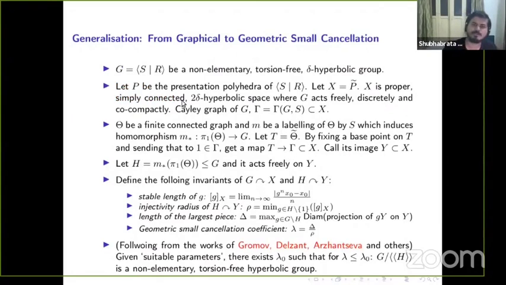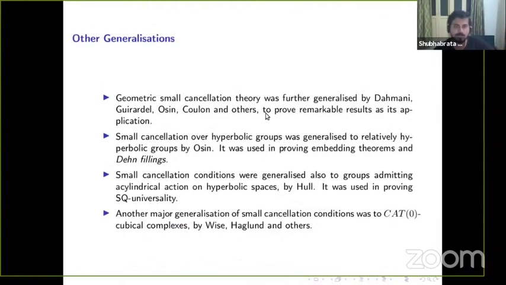So from graphical to geometric small cancellation, I'm out of time. This is just one step further from the previous thing, and here there is a new way of defining small cancellation over groups acting on hyperbolic spaces in a certain way. I will not go into details here. And there are other generalizations of small cancellation theory, one by Dahmani, Guirardel, and Osin, the important one, rotating families and so on. That's also motivated by Gromov's work, and also Coulon.